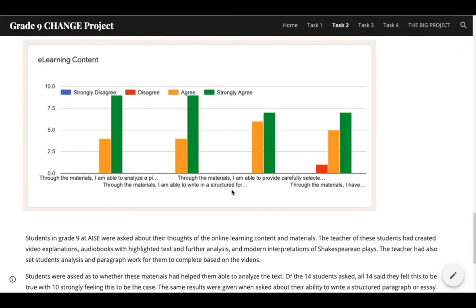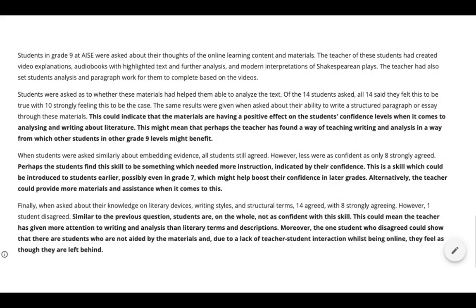So I've looked at them, and I've said, oh, you know what, the kids aren't as strongly agreeing. They're not as confident. Maybe the teacher could have started this earlier, or they could have done it in earlier grade levels, but they're still able to do it. Let's look at the last one then.